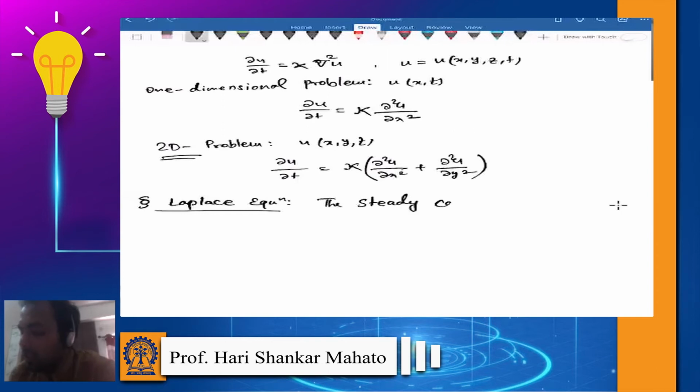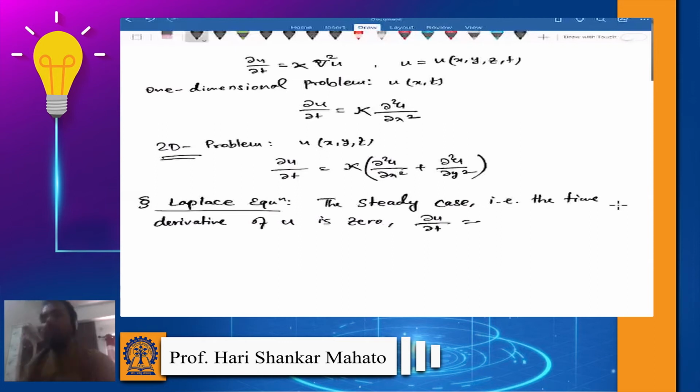That means the time derivative of U is 0, which basically means del U del T is 0. So in case of steady state, that means when there is no change in the temperature with respect to time, then in that case, your del U del T will become 0.